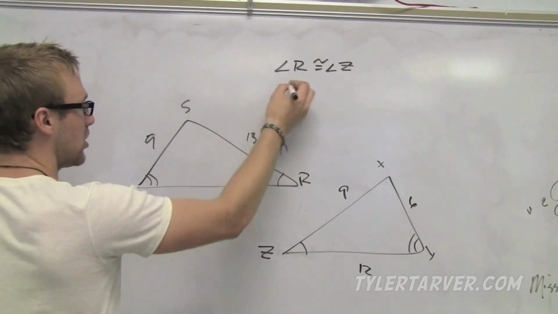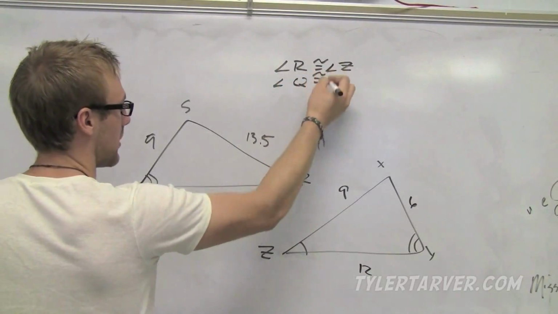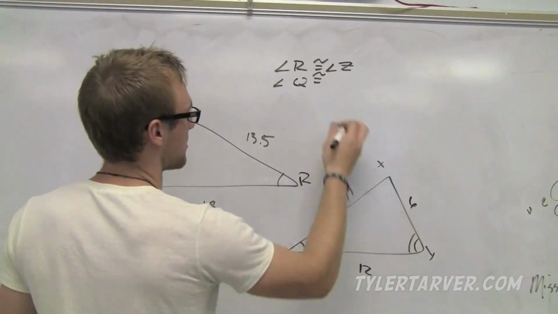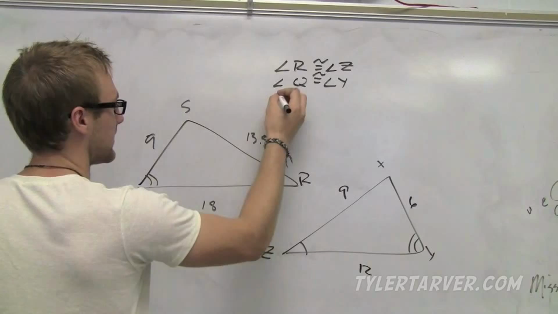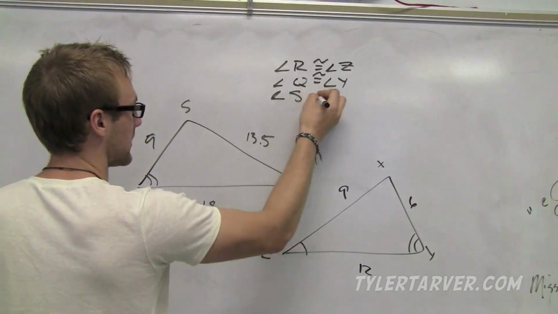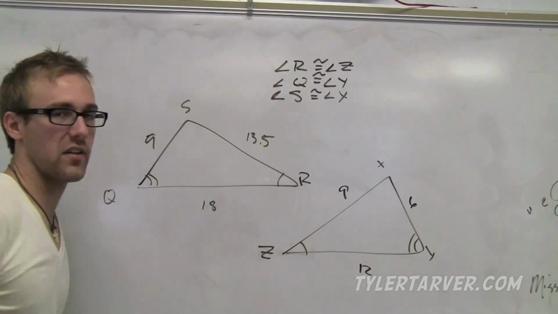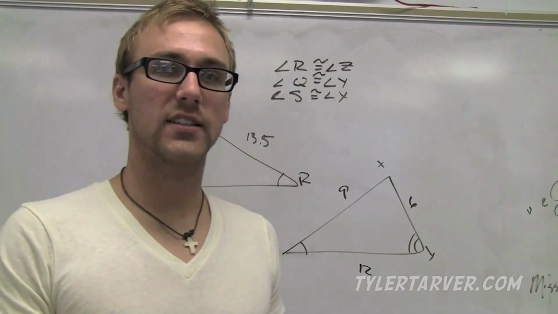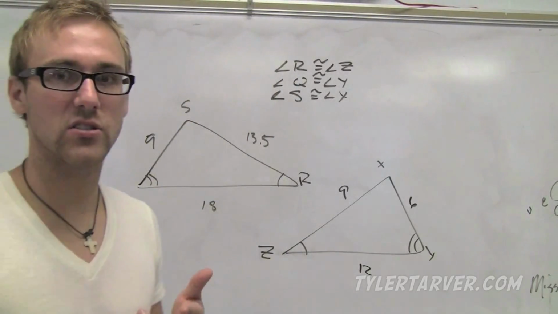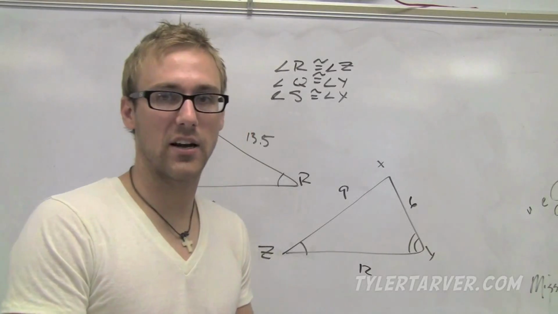Let's do the second one. Q matches up with, it's got two dashes, it matches up with Y, which has two. S has nothing there, but we know what's there. We can see it creeping in the back. It's X, okay? So I've already matched up all the angles. Now, just off this, I can do my side measures and I can do my similarity statement, okay?